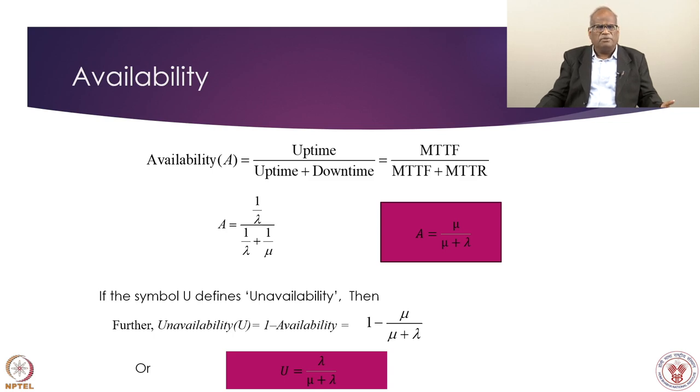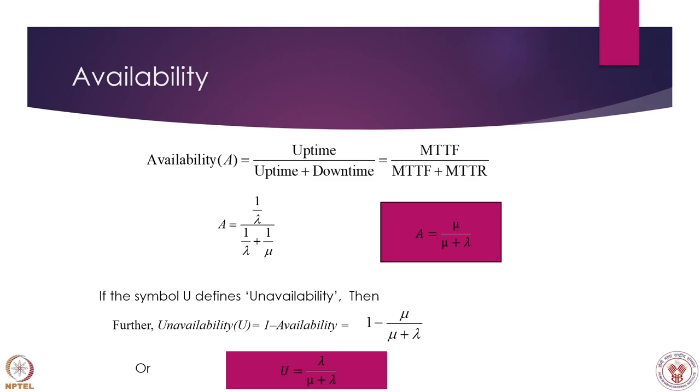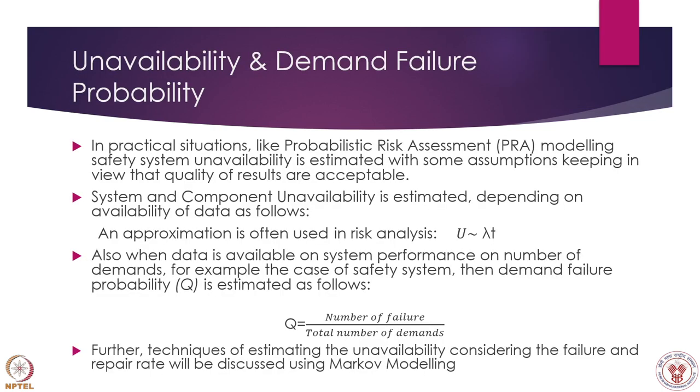Conversely, unavailability, which is more used for risk modeling for safety systems, is nothing but 1 minus availability, and it is 1 minus mu upon mu plus lambda. So unavailability can be given by lambda upon mu plus lambda. Okay, so we got reliability, we got availability.